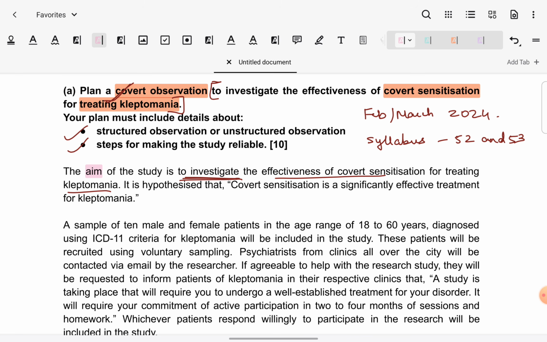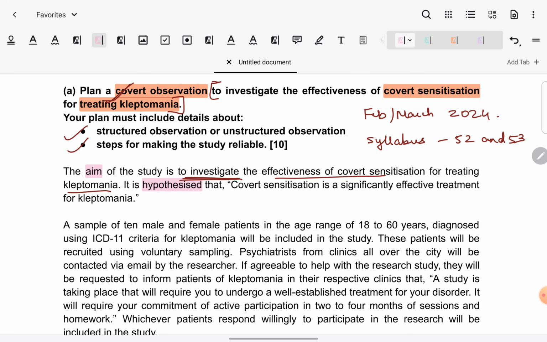If you see the mark scheme, they have mentioned aim or hypothesis, but in many places you will see it is mentioned aim and hypothesis. So I have written the hypothesis. I would recommend even you write it, though authentically an observational study need not have a hypothesis. Okay, so having clarified that, let us look at what is the hypothesis.